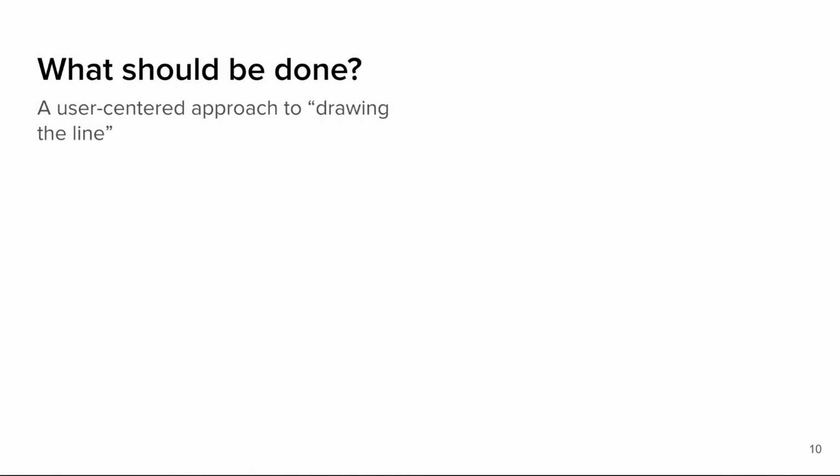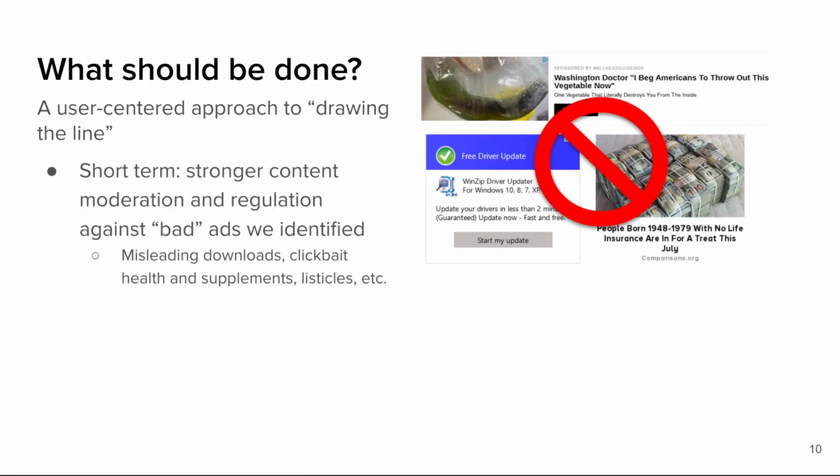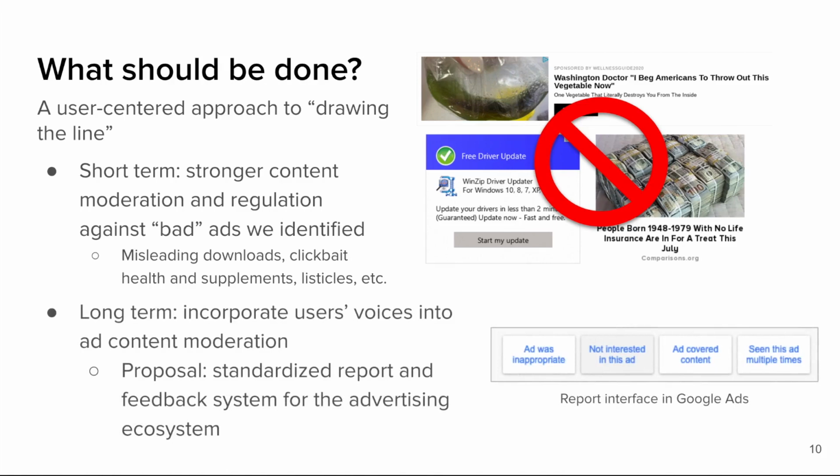We suggest a user-centric approach to drawing the line for what makes an ad unacceptable based on our methods and data. So in the short term, we suggest that advertising platforms and regulators take stronger enforcement measures against the types of ads in our data that participants strongly disliked. In the long term, we recommend that advertising platforms incorporate users' voices in the content moderation process, so that policies are better aligned with what users want. We propose that all advertising platforms, and not just a few, be required to implement reporting mechanisms to allow users to report problematic ad content.